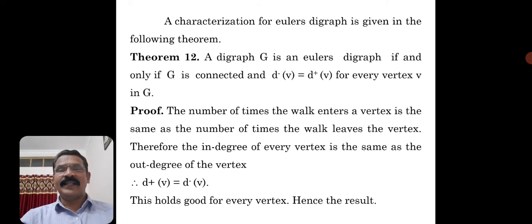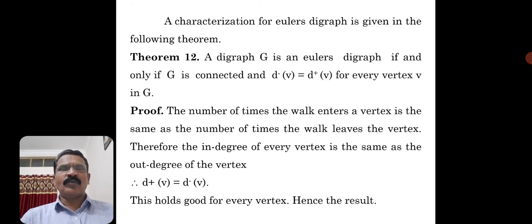Like there, the degree of every vertex is even. But here we can't say the degree of every vertex is the same. What we are going to say is, you choose any vertex of the digraph. The in degree of that vertex must be equal to the out degree of the vertex. It is for every vertex. Then that graph will be an Euler's graph. So it is a general result. A digraph G is an Euler's digraph if and only if G is connected and the in degree of vertex V is equal to the out degree of the vertex V, and it should hold for every vertex in G.